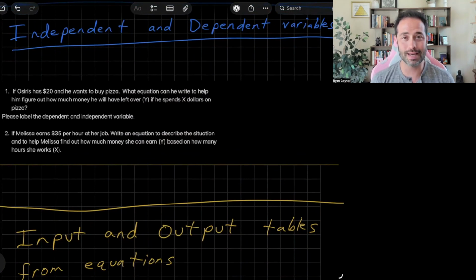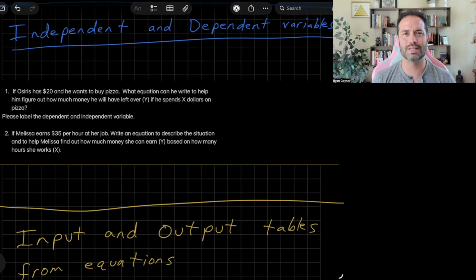All right, today we're going to be talking about a pre-algebra topic: independent and dependent variables. Let's dive into it. First question: if Osiris has $20 and he wants to buy pizza, what equation can he write to help himself figure out how much money he will have left over, y, if he spends x dollars on pizza? Please label the dependent and independent variable.